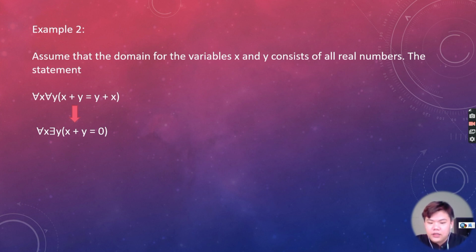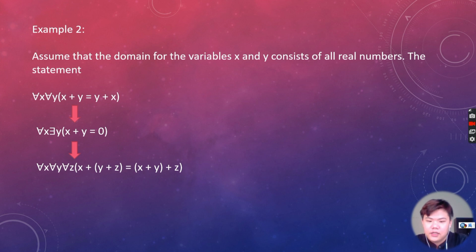Similarly, the statement for all x, for all y, for all z, x plus y plus z equals x plus y plus z is the associative law for addition of real numbers. I think these two examples are enough for us to understand this topic, which is nested quantifiers. That's all for my part. Thank you.